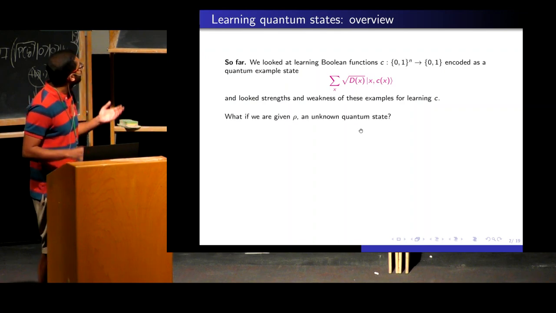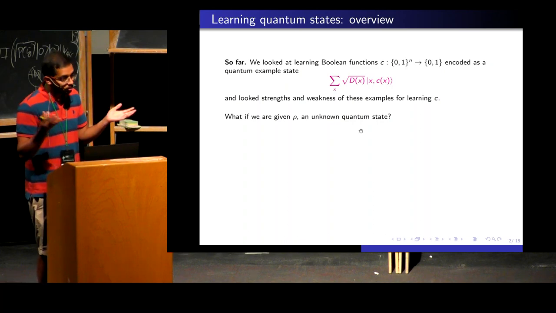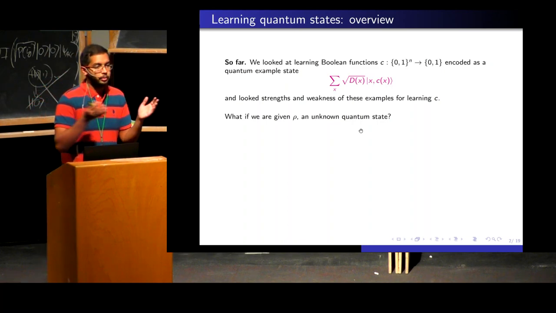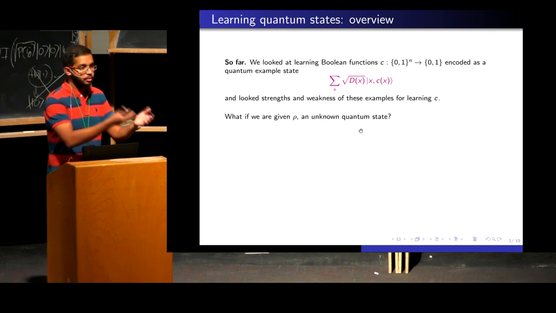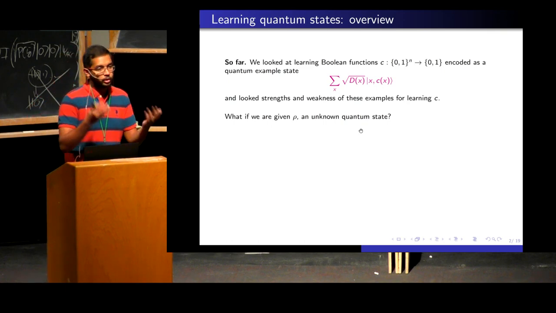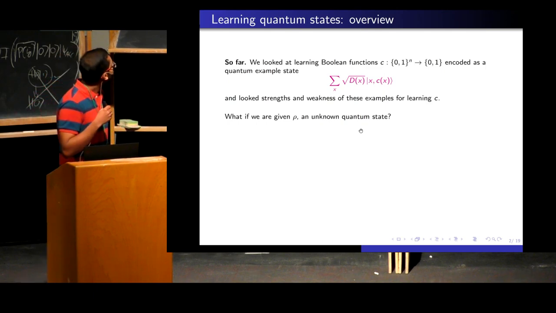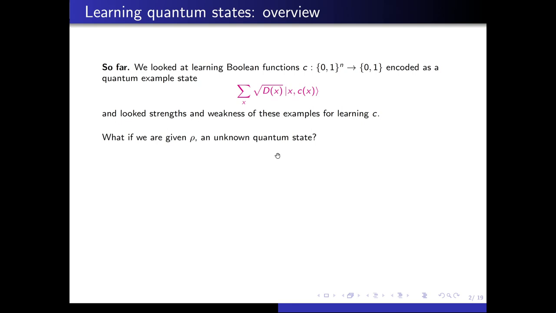Let's just say rho is an unknown quantum state, and I give you copies of it. Can you learn it? Let's say we have an experimental device, like a quantum computer, and somebody claims that they prepared a quantum state rho. As a verifier, you want to understand: did you prepare the state rho or not? How do you verify such a thing? There are quite a few ways to put this in a theoretical framework, and that's what I'm going to be talking about here.